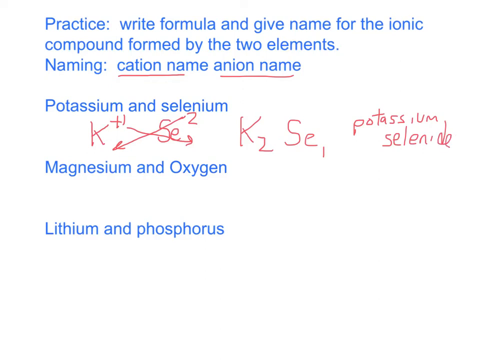All right, the next example is magnesium and oxygen. So magnesium is Mg2+, found by the periodic table. Oxide is O2-. We're not going to draw out the crisscross for you. I think you understand it. It is MgO because you have to reduce the 2's. And this becomes magnesium oxide.